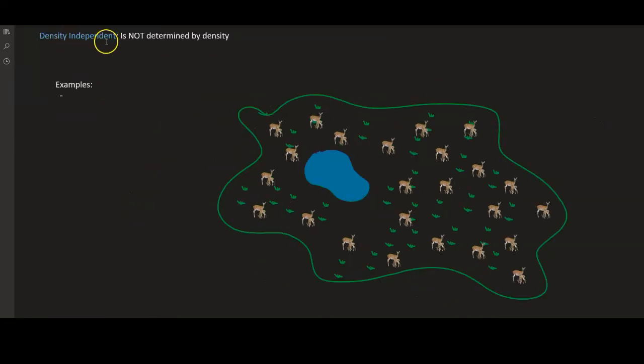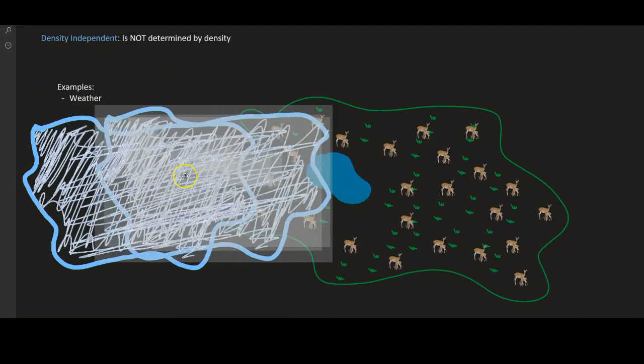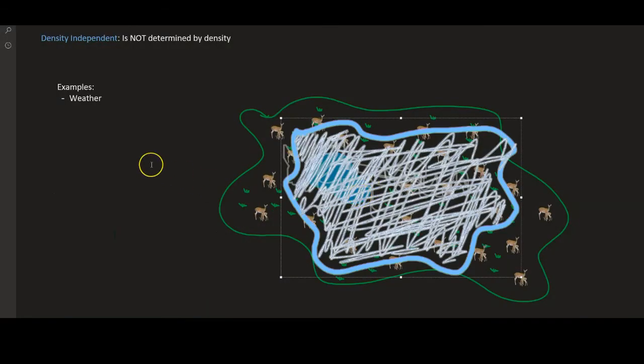So looking at density independent, it is not determined by density, so how effective it is or how quickly it can kill a population is not determined by how many there are or how close together they are. So let's look at an example. Let's do weather. So, for example, if there's a really big, say, winter storm that came by, let's look at what would happen. Let's say that this is a giant storm and it rolls in over the population of deer.